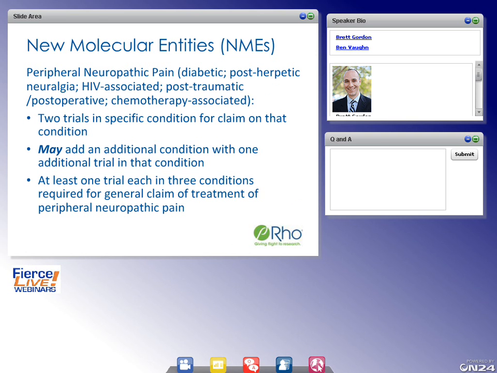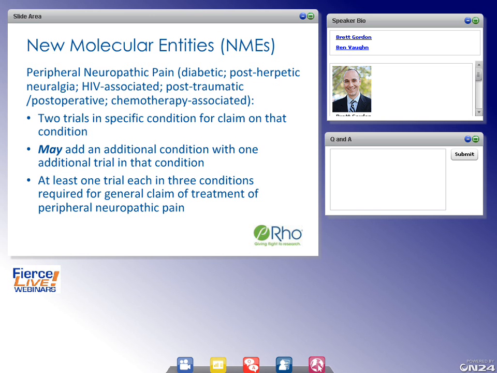Starting with peripheral neuropathic pain, which would include diabetic neuropathy, postherpetic neuralgia, HIV-associated pain, and chemotherapy-associated pain, you would need 2 trials in 1 of those specific conditions to make a claim for that specific condition. From there, it builds: if you wanted to claim a second condition, you would only have to do 1 trial, assuming that you've already established efficacy in the first. And then if you wanted to get a more general indication for peripheral neuropathic pain, you would have to do at least 1 trial in each of 3 conditions.